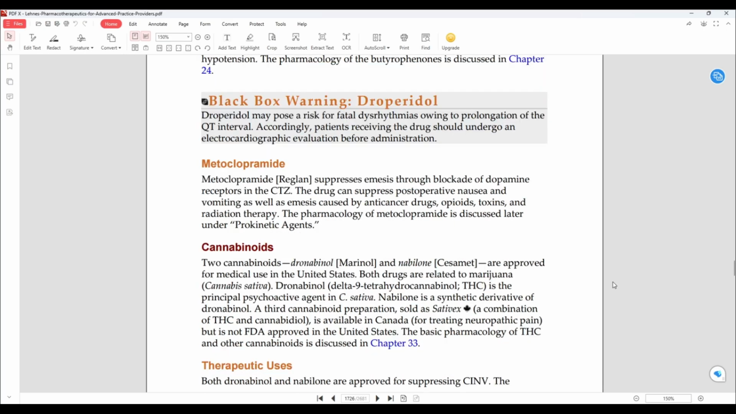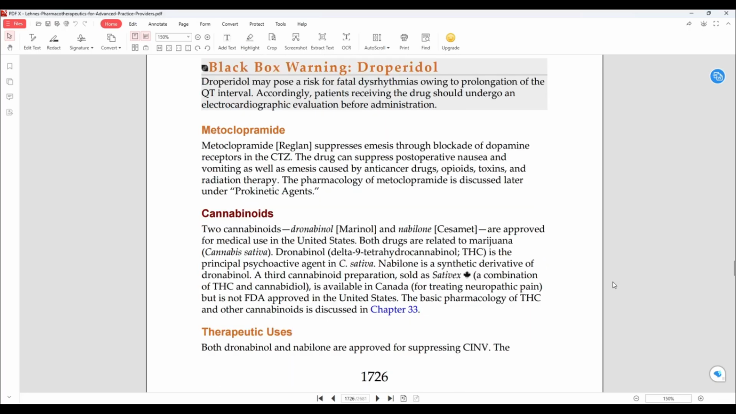So there is another black box warning on droperidol. Droperidol may pose a risk for fatal dysrhythmias owing to the prolongation of the QT interval. Accordingly, patients receiving the drug should undergo an EKG evaluation prior to its administration.